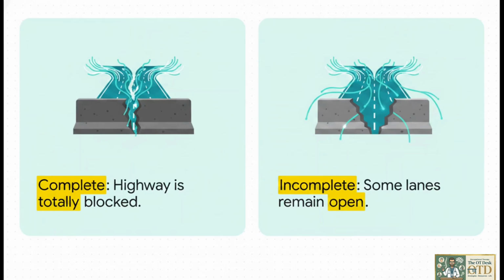We also have to classify these injuries by how severe they are. Think of a complete injury as a highway that is completely 100% blocked. Absolutely no motor or sensory signals are getting through to the lowest part of the spine. An incomplete injury, though, that means maybe one lane is still partially open. A few sensory or motor messages are still sneaking past the wreckage, which means the patient keeps some feeling or movement below the injury site.